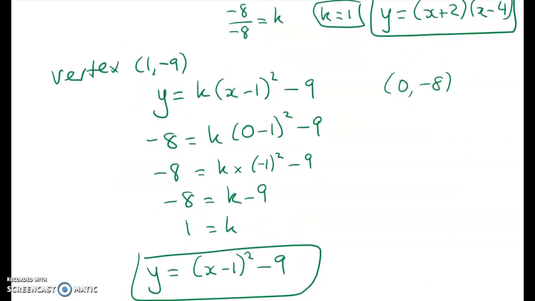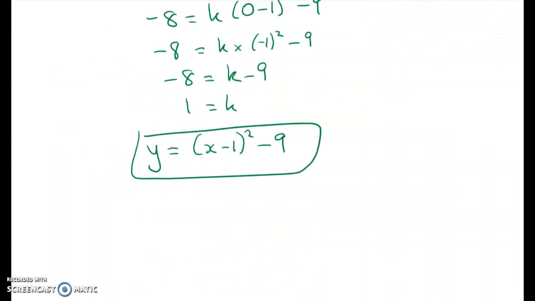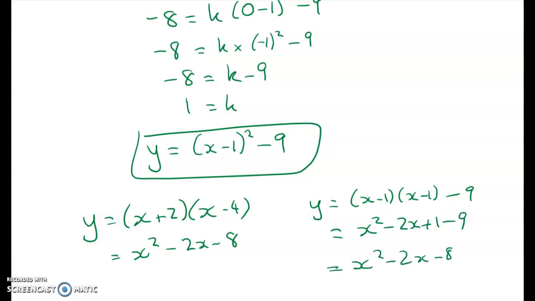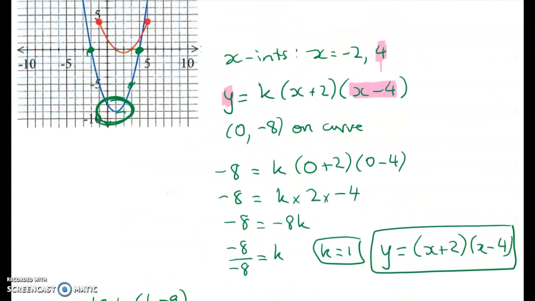I'm going to show you now that they come out to be exactly the same when we expand all the brackets. So we've got y equals (x plus 2)(x minus 4), which gives me x squared minus 2x minus 8. This one here, y equals (x minus 1) squared, take away 9. Let's just expand that quickly. That gives me x squared minus 2x plus 1 minus 9, which is x squared minus 2x minus 8. So that's the first one done, and that's already 6 minutes of video.